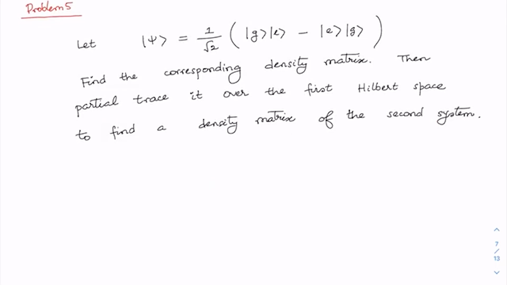You are given a state vector, a state ket, and you are asked to find out the corresponding density matrix. Then partial trace it over the first Hilbert space to find the density matrix of the second system. Okay, so as you can see from this expression for the state vector here, this is actually a composite system. System 1 and system 2 is there, and we have to find out the density matrix for the second system by taking the partial trace method. So let us do it.